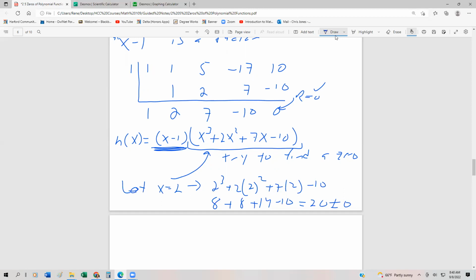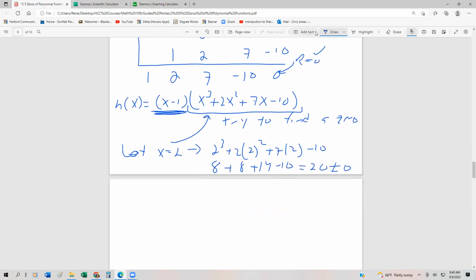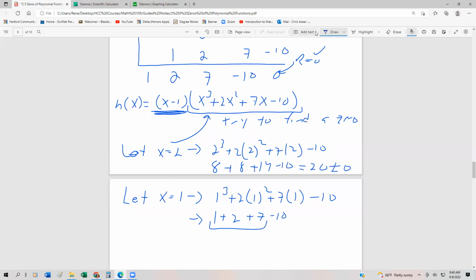So that's too big. Let's try something a little smaller. Let's try 1 again, and it's okay to have the same factor twice. It might happen. So let's let x equal 1 this time. And so that's going to be 1 to the third plus 2 times 1 squared plus 7 times 1 minus 10. It's going to give us 1 plus 2 plus 7 minus 10. And it looks like that it works.